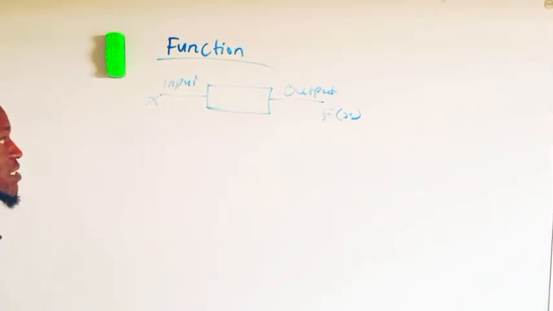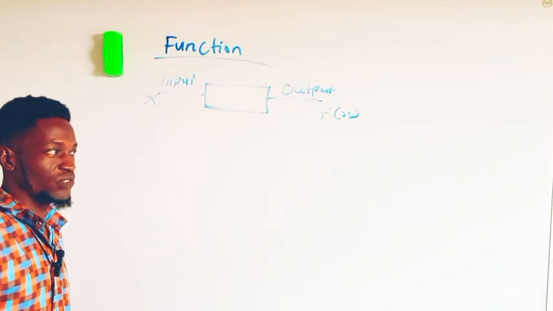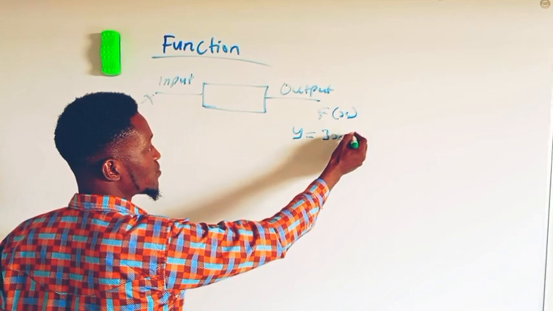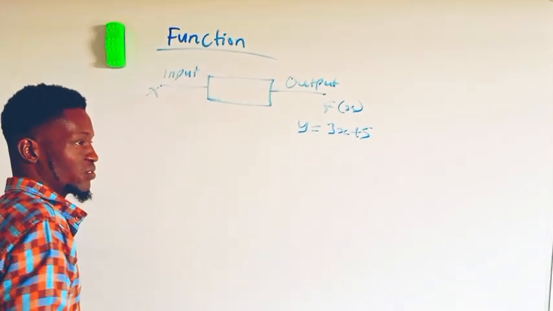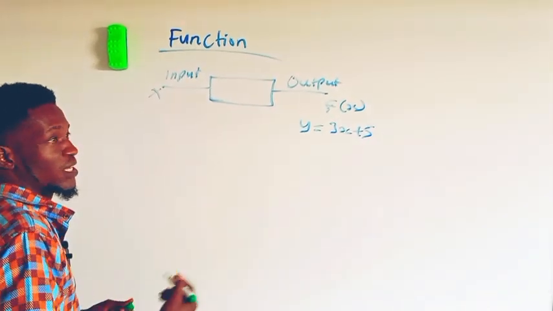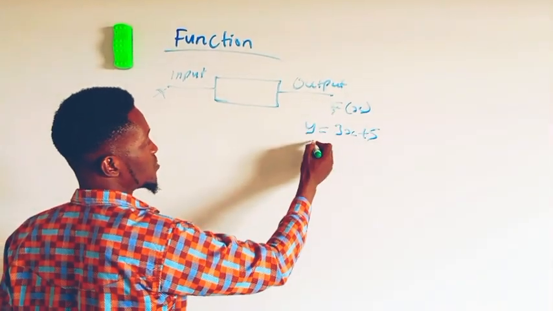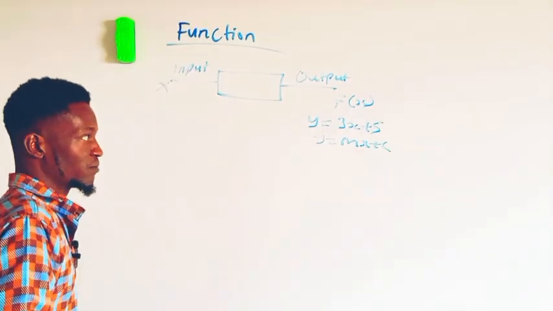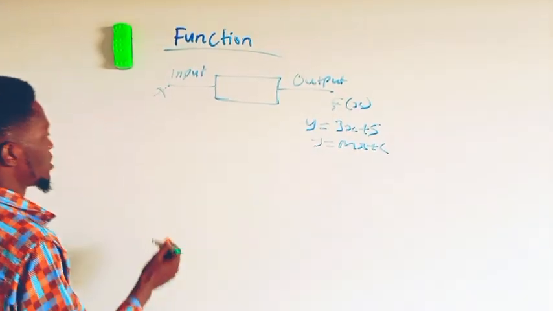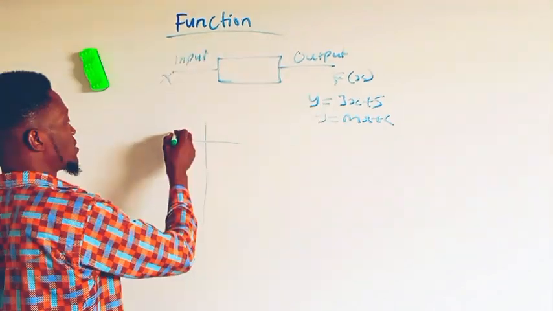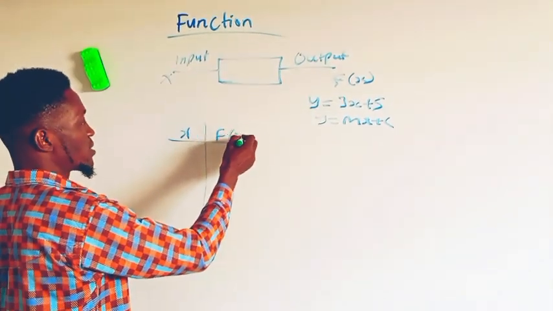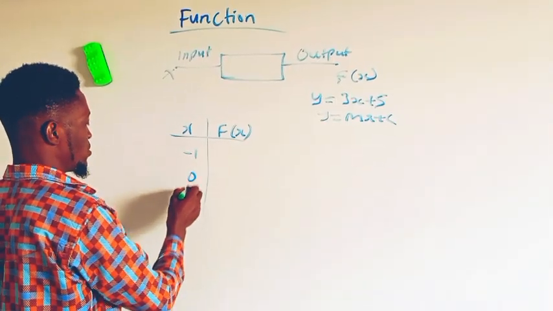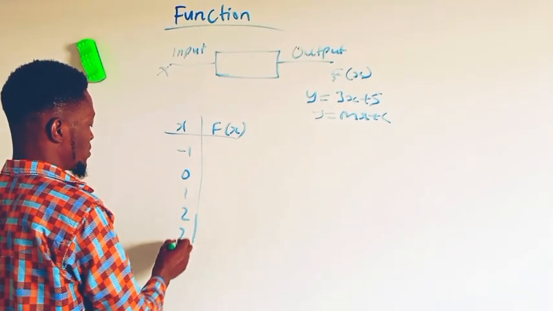A classical example of a function is a linear function. Y, as I already said, equals 3x plus 5, is an example of a linear function. Any function of the form y is equal to mx plus c is a linear function. Let's draw our table to get the outputs of this function. Let's say these are x and these are our f of x, and I told you f of x is y. So we have -1, 0, 1, 2, 3.